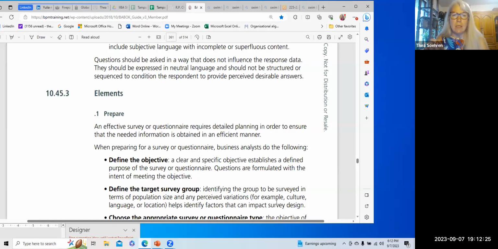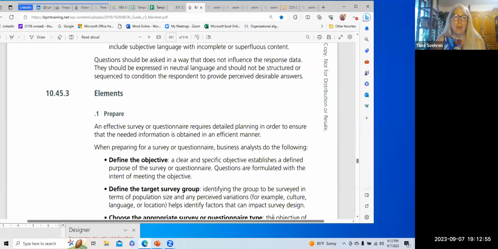Questions should be asked in a way that does not influence the response data. You cannot say, weren't you excited about receiving the bracelet? You would have to say, how do you feel about receiving the bracelet? You can't lead them. They should be expressed in a natural language. It should not be structured or sequenced to condition the respondent to provide perceived desirable answers. You don't want them to say, well, I think this is the answer they want, because then you skew your data.